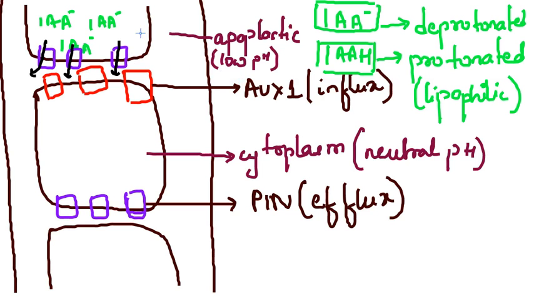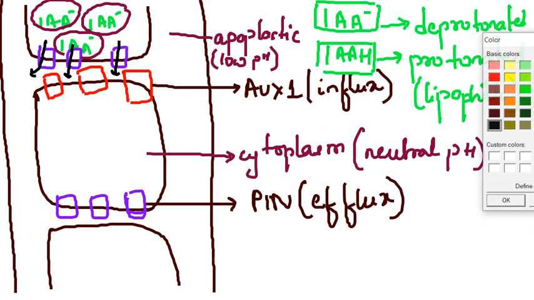So what I said is that the cytoplasm has neutral pH and the apoplastic region has low pH. So IAA minus from the preceding cell, this is one IAA, this is another IAA. There are several molecules of IAA which will be released through the efflux proteins. What are efflux proteins? They are the PIN proteins. The purple colored ones are the PIN proteins. Through the PIN proteins, they will be released into the apoplastic region. Now, when they are released in the apoplastic region, what will happen?